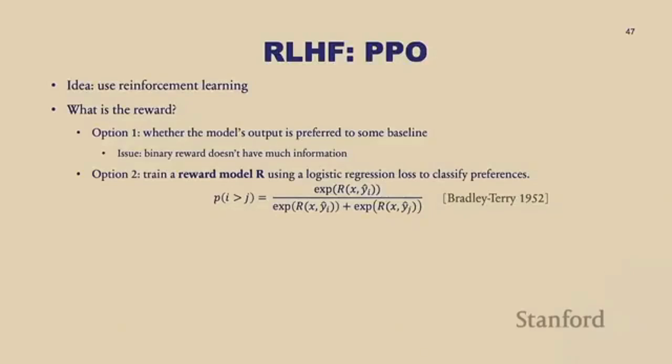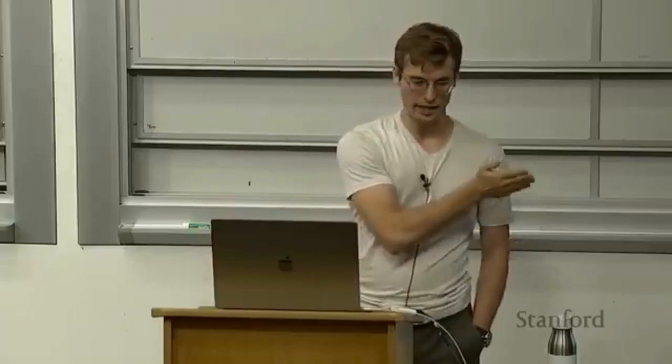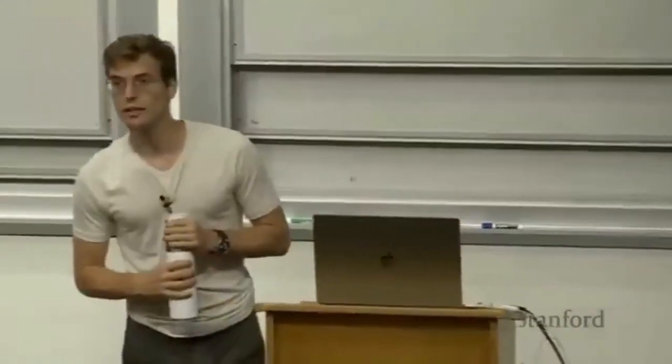Yes? Is this reward model going over the entire output? This takes the entire output at once. So it takes all the input and all the output, and it gives one number. Yes? With the reward model, where would a human be then?